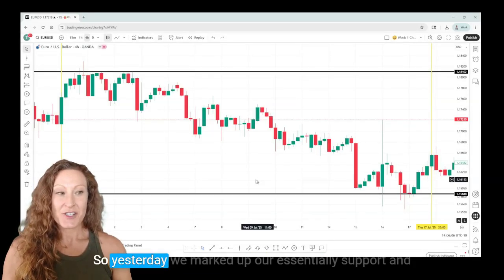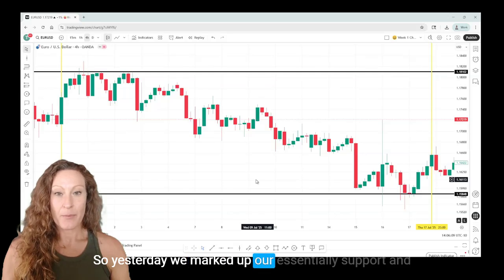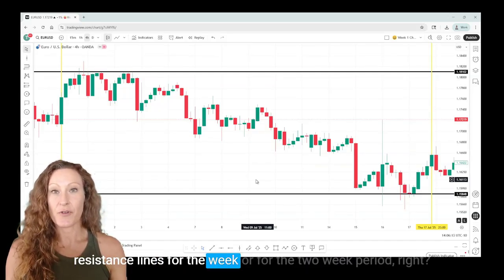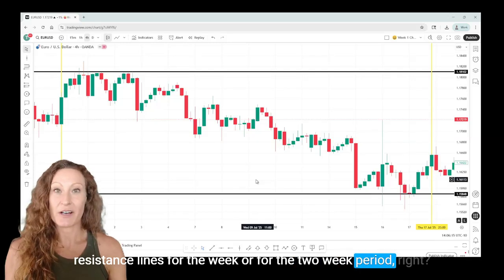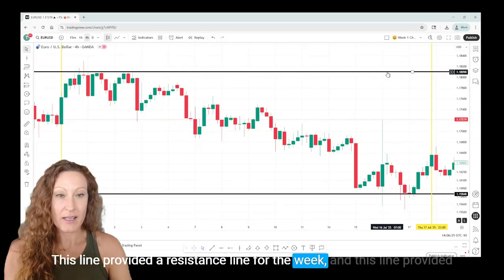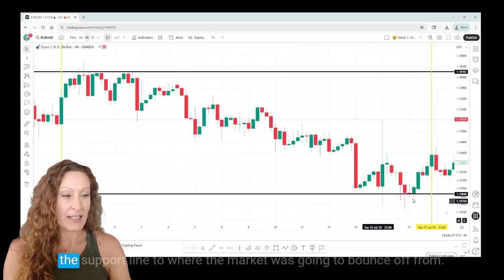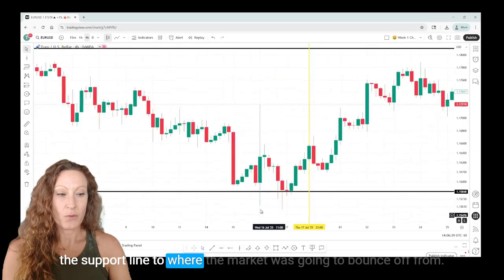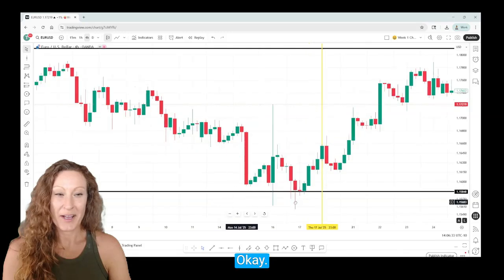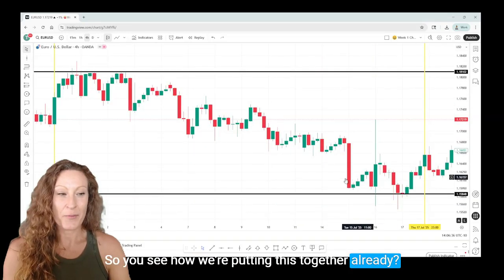So yesterday we marked up our essentially support and resistance lines for the week, or for the 2-week period, right? This line provided a resistance line for the week, and this line provided the support line to where the market was going to bounce off from, okay? So you see how we're putting this together already.